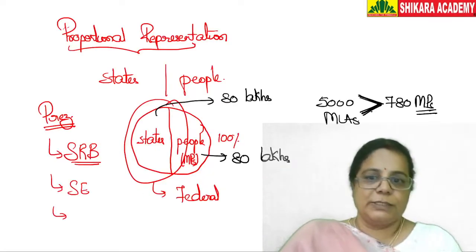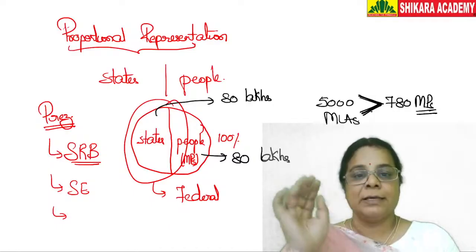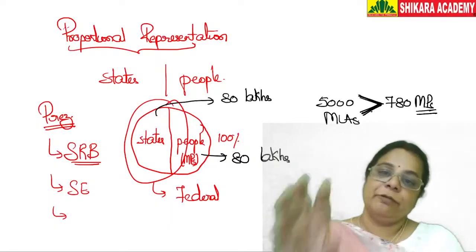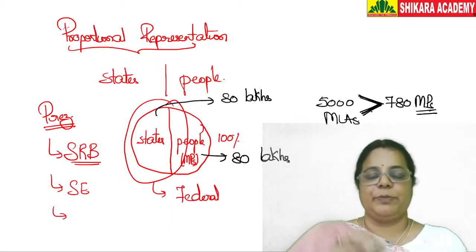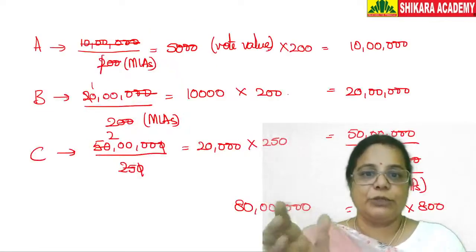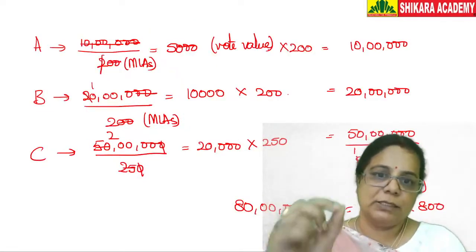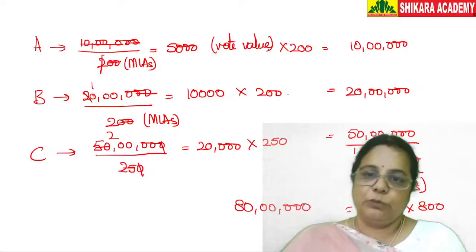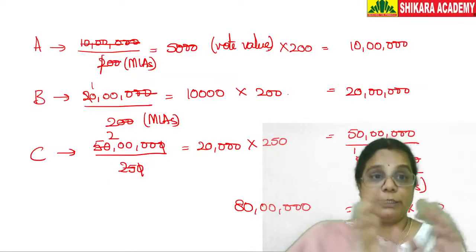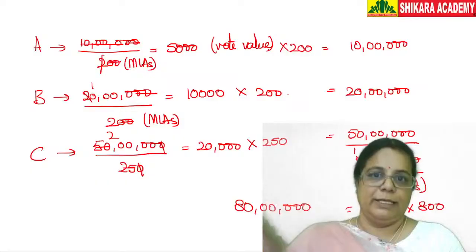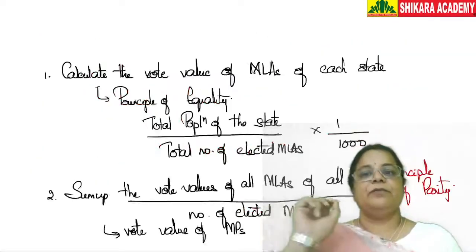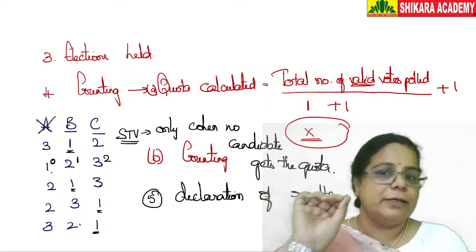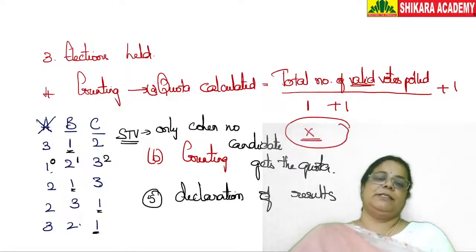I hope you're clear with what is proportional representation in presidential elections. 50% of the vote value should come from the states represented by the MLAs. 50% of the vote value should come from the people represented by MPs. And in order to ensure that there is equal vote value, we do not consider each vote as one, but we assign a value. First, MLA votes are calculated, then MP votes are calculated to ensure that together they are at par with each other. Then we have the single transferable vote, which is not used in every election. It is used only when it is necessary. So this is about presidential elections.